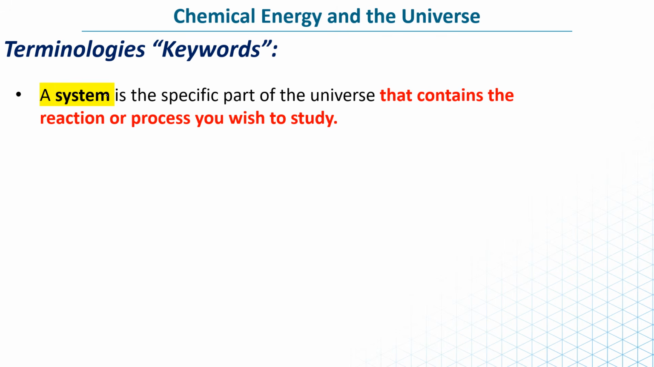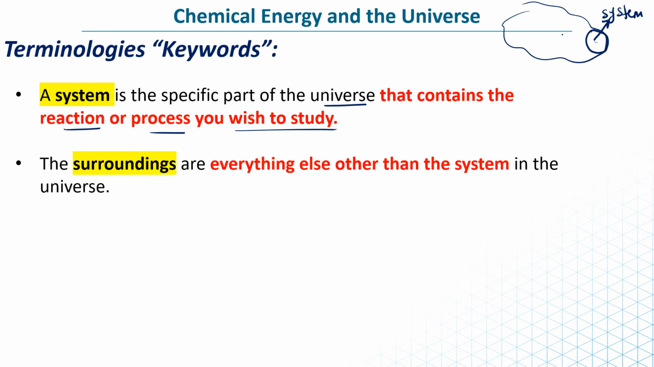Okay, so what is a system? When I talk about a system, a system is the specific part of the universe that contains the reaction or process you wish to study. So if you have a big universe here, and your reaction happens in this place, we call it the system. Alright, because this is where your reaction is happening and this is the place you want to study the reaction at. Okay, what's the surroundings? Surroundings are everything else other than the system. So everything outside here, outside the circle, is called the surroundings.